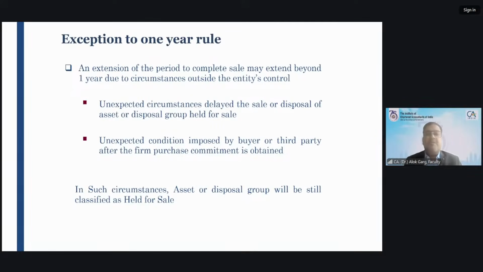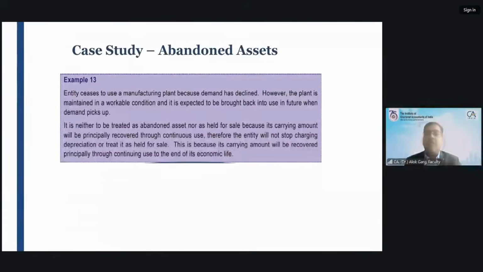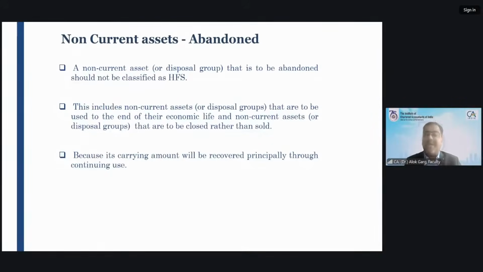Right. So friends, we discussed this also, what are the exceptions to the 1 year rule. We also discussed the concept of abandoned asset. What is meant by abandoned asset? Abandoned assets are those assets which are temporarily out of use. Why? Because of the decrease in demand. When the demand picks up, those assets are going to be used. So those are known as abandoned assets, chhode hue asset. Those are not assets held for sale.